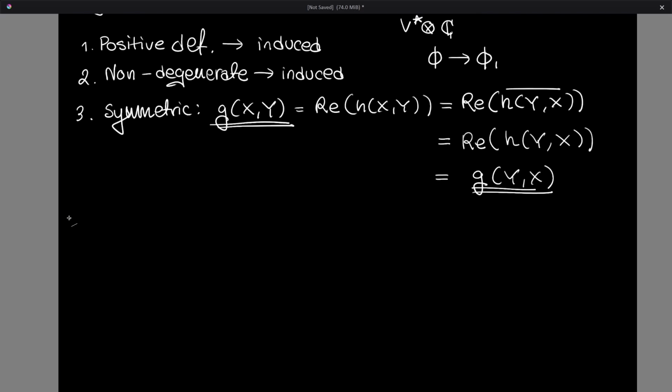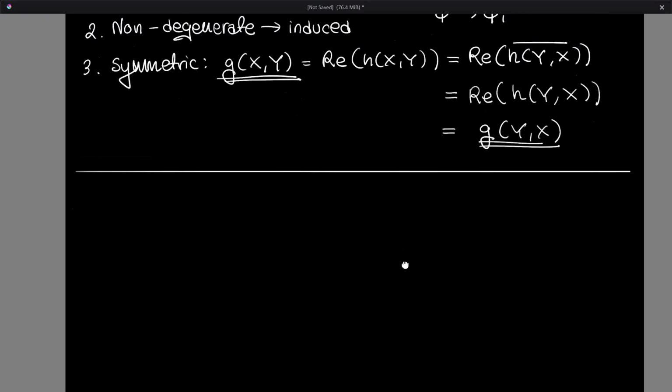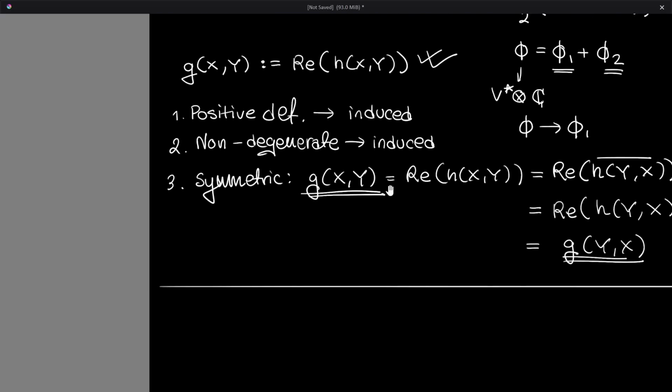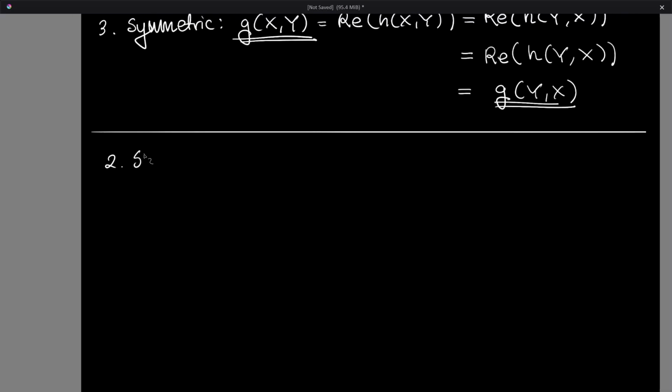So now, what were we talking about with the compatibility concern? Let's show that g is indeed compatible. So number 1, what we did is we induced a Riemannian metric from h. Number 2, what we're going to do is show compatibility.